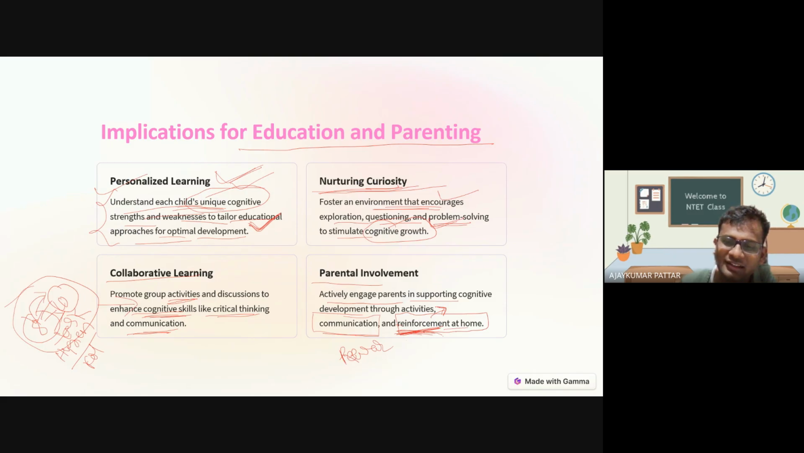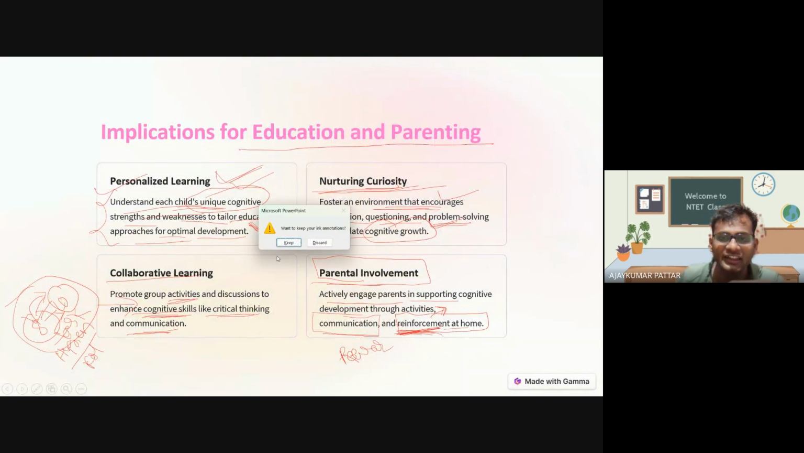Reward and punishment, nothing but reward. If the child does good things, then give the reward. If the child does not do the homework and other things, then you will punish. That is what reinforcement means. So parental involvement is also important for this cognitive development. So this is cognitive development and Jean Piaget's theory.